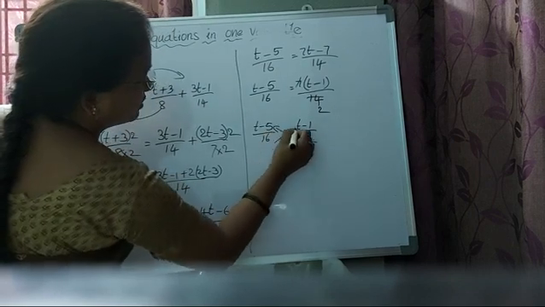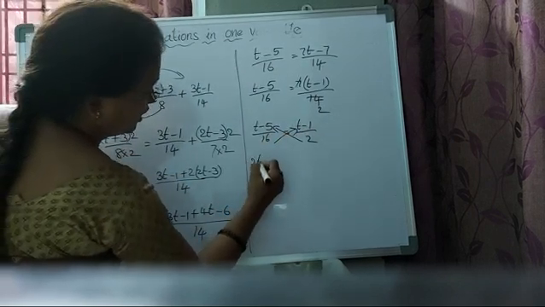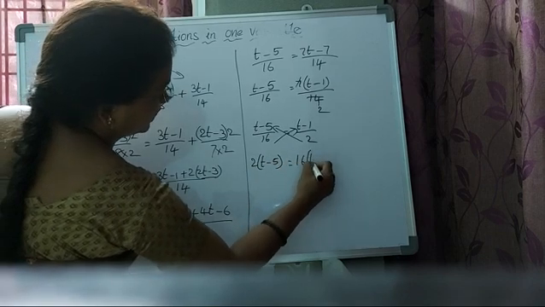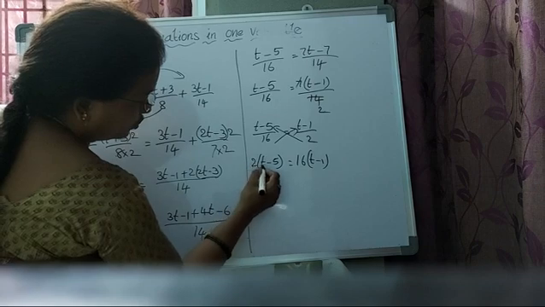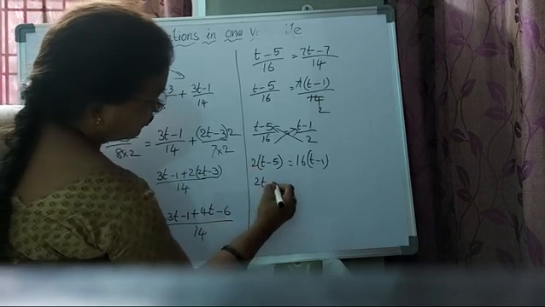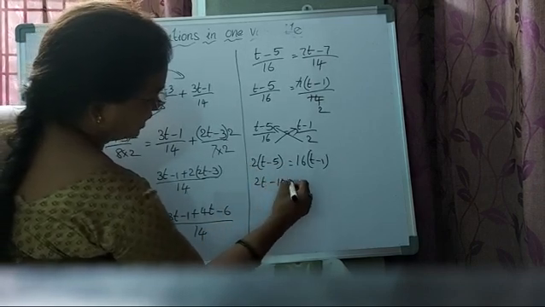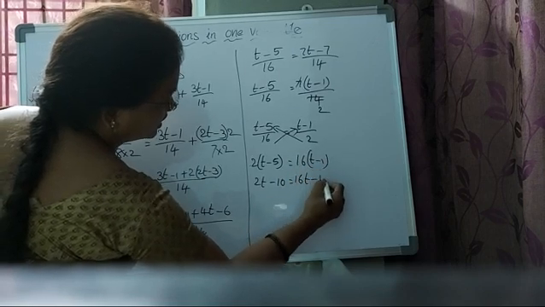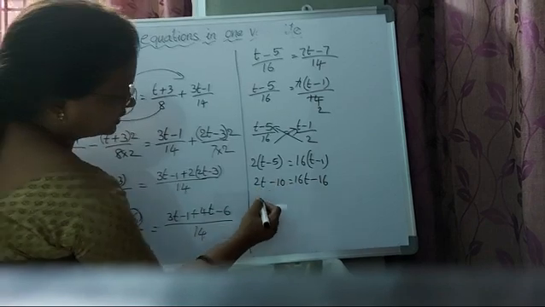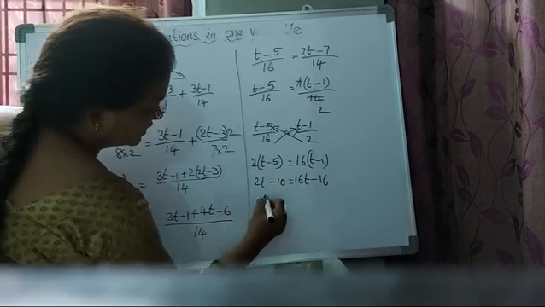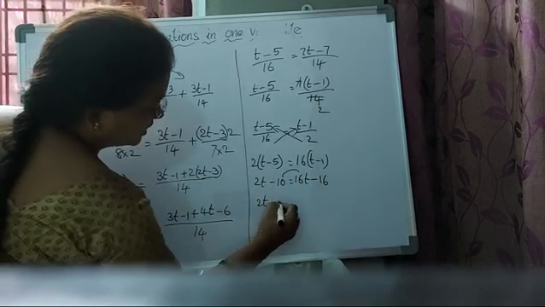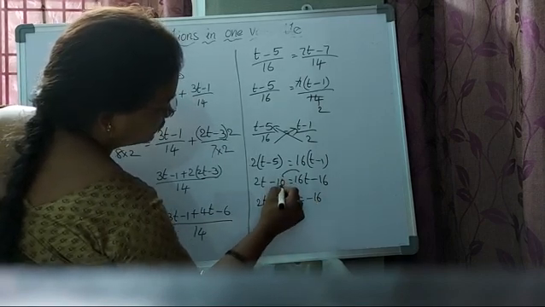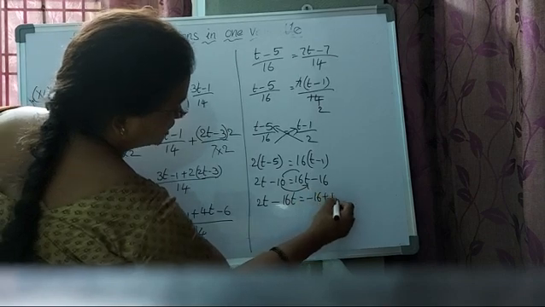Cross multiplication. With 2 you have to multiply (t minus 5). Here with 16 you have to multiply (t minus 1). So 2 into t, 2t. 2 into 5, 10. Plus into minus, minus. 16 into t, 16t. Plus into minus, minus, 16 ones are 16. Now take all the variable terms to the left hand side. 2t minus 16t. Here minus 16. If this one transposes to the right hand side, plus 10.